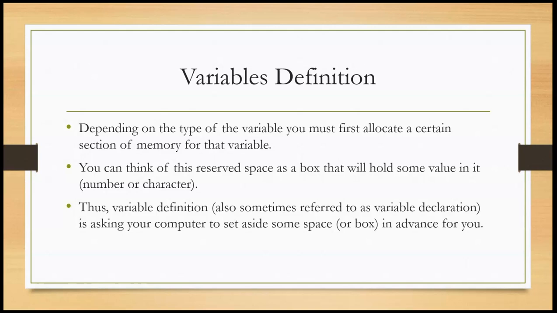Depending on the type of the variable, you must first allocate a certain section of memory for that variable. You can think of this reserved space as a box that will hold some value in it, and this value may be a number or a character. Thus, variable definition, also sometimes referred to as variable declaration, is asking your computer to set aside some space or box in advance for you.